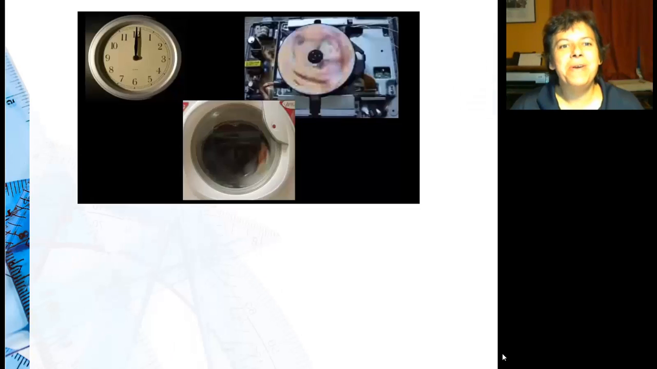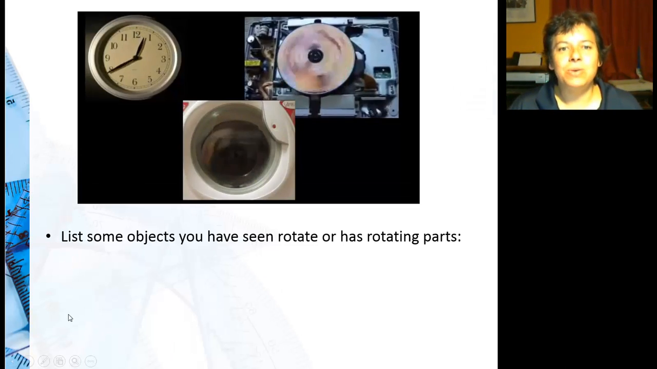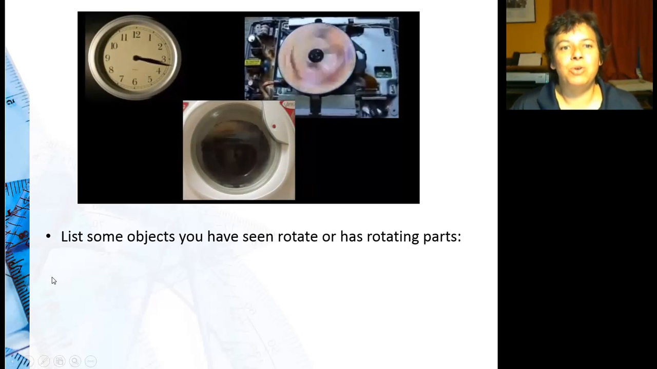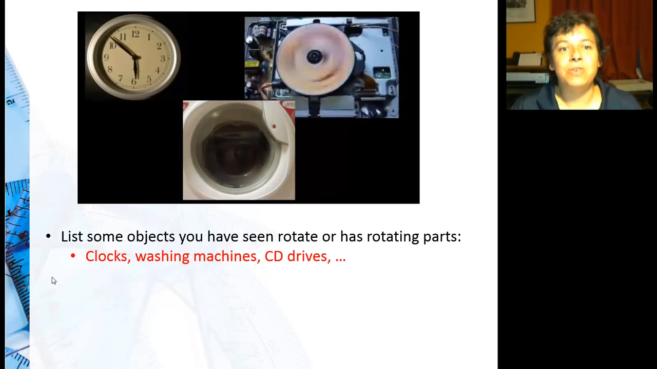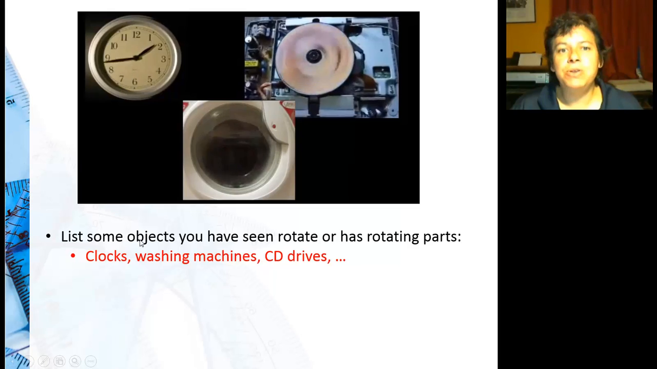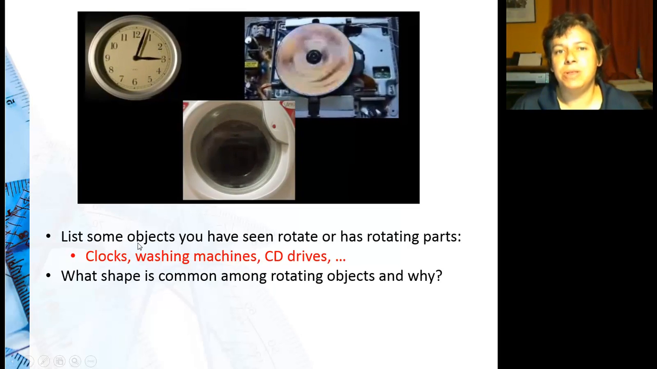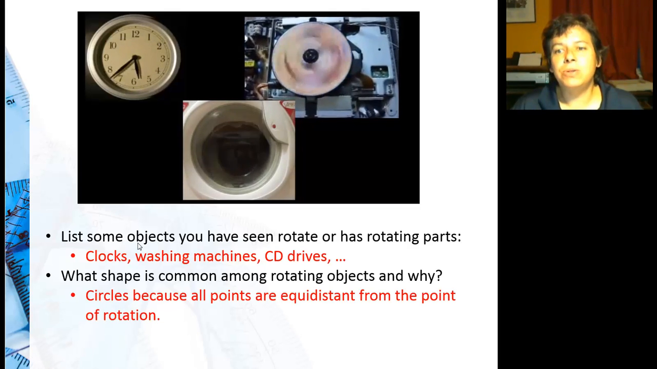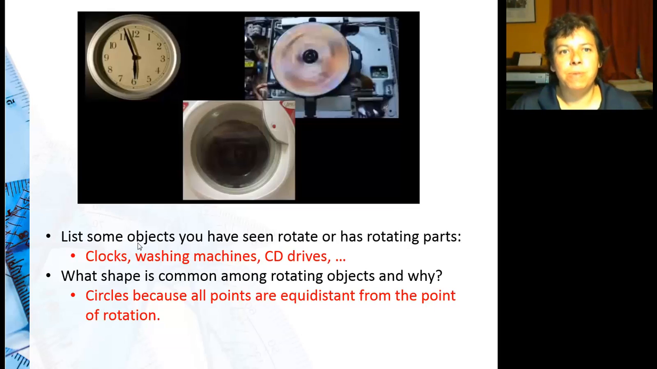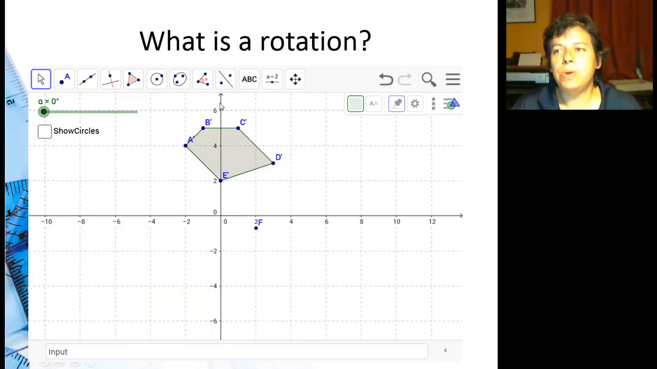And with that, we're going to go ahead and look at rotations. So one thing I'd like you to do is list some objects that you've seen rotate or have rotating parts. I'm showing a few here, including clocks, washing machines, CD drives. And what shape do you notice that is common among these rotating objects, and why? Well, you'll probably notice that they are all circles. And why is that? Well, all the points are equidistant from the point of rotation, or the center of the circle.